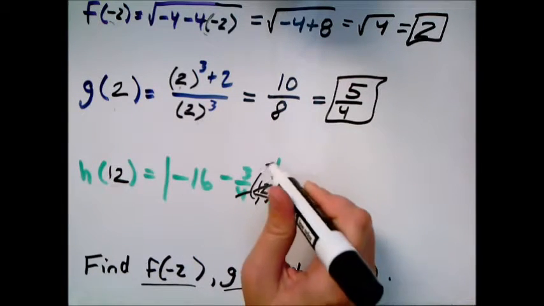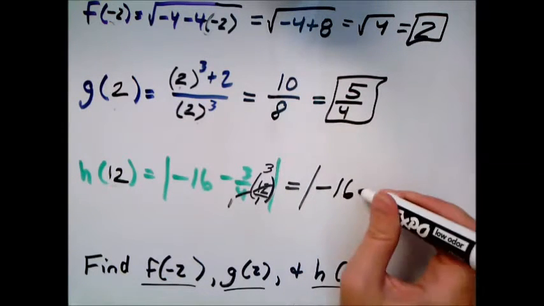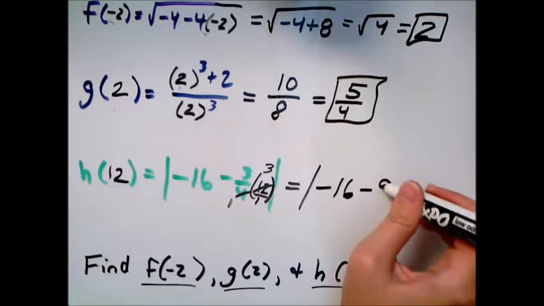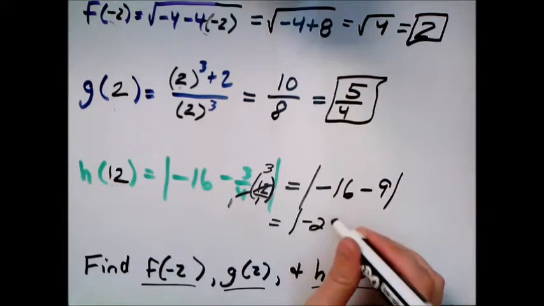So 12 over 4 reduces to 3 over 1. So this has absolute value of negative 16 minus negative 3 times 3, so 9. And then absolute value of negative 16 minus 9 is negative 25.